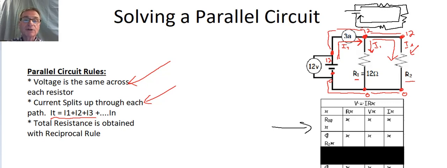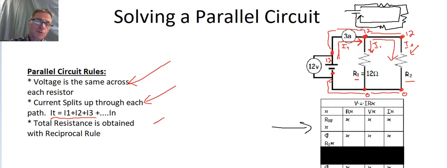Okay, so the current just adds up. Well, think back to the series circuit. In the series circuit, it was the voltage that split up and the current was the same. In a parallel circuit, they're flipped, right? The voltage is the same and the current splits up.